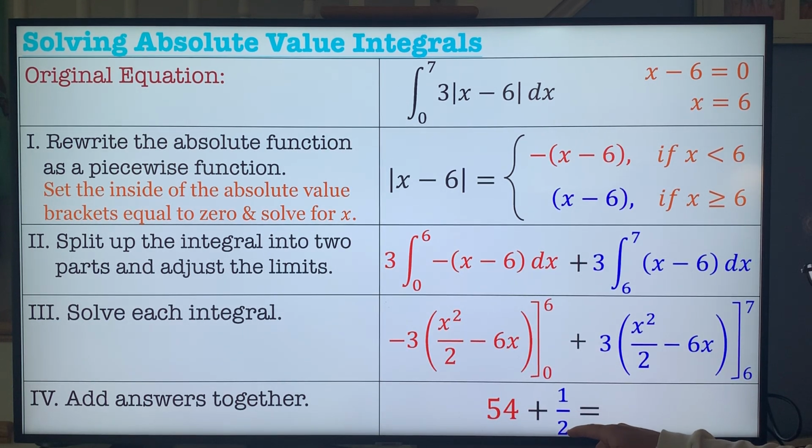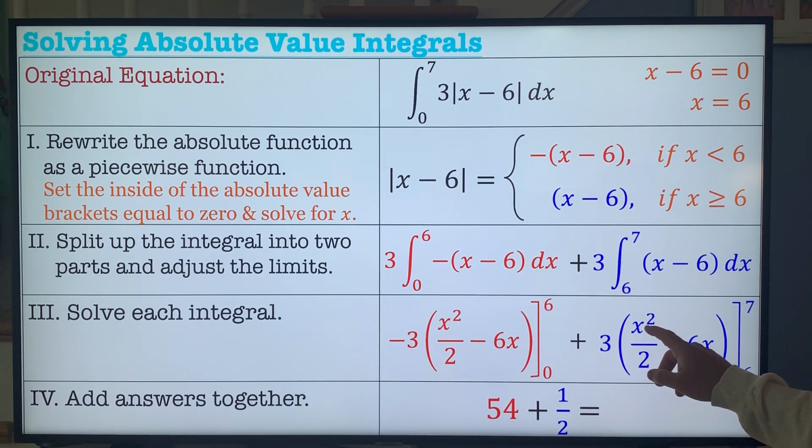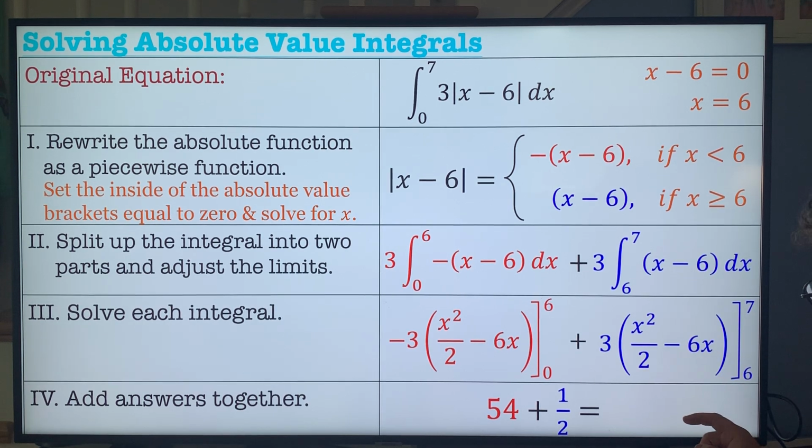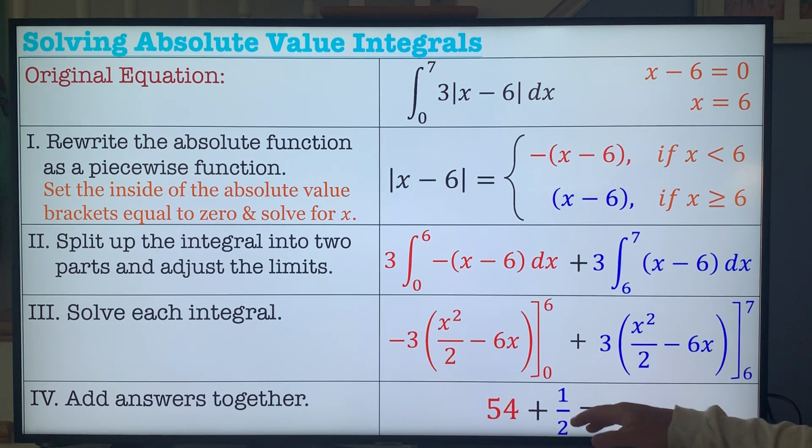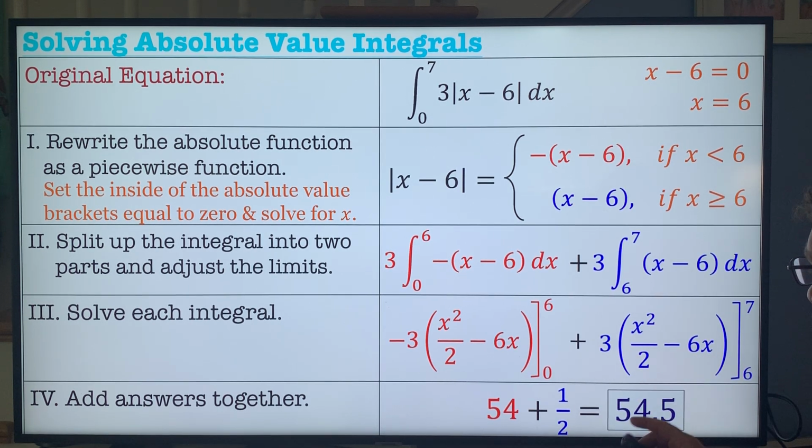The way I got 1/2 here, there wasn't enough space, so I've got to explain it all. 7 squared is 49 divided by 2, minus 6 times 7 is 42. So the answer here would be, what did I say? Yeah, 42 divided by 2 is 21, minus 42 is negative 21 times 3, negative 63, and then the 6 gives you 1/2. Answer is 54.5. Got it?